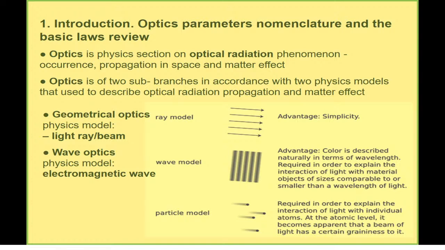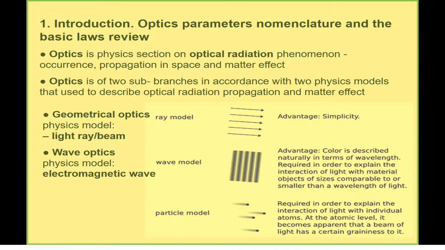First branch is geometrical optics. It uses the physics model of optical radiation as light ray beam. It is just the physics model. And what is the advantage of this model? It is very simple. Simplicity for what? To understand the matter effect of optical radiation.